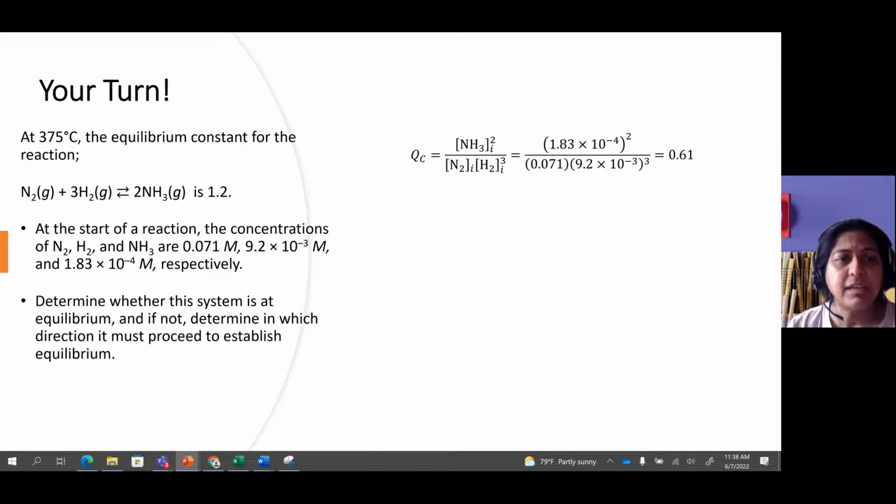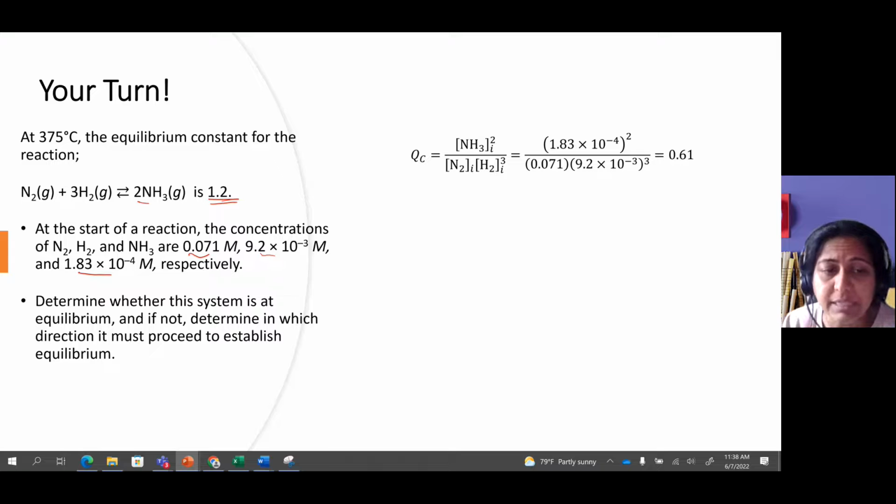At 375 degrees Celsius, the equilibrium constant for this reaction, for the production of ammonia using N2 and H2 gas, is given as 1.2. The reaction is balanced. At the start of the reaction, the concentration of N2 is 0.071, H2 is 9.2 times 10 to the negative third molar, and the concentration of ammonia was 1.83 times 10 to the negative fourth.